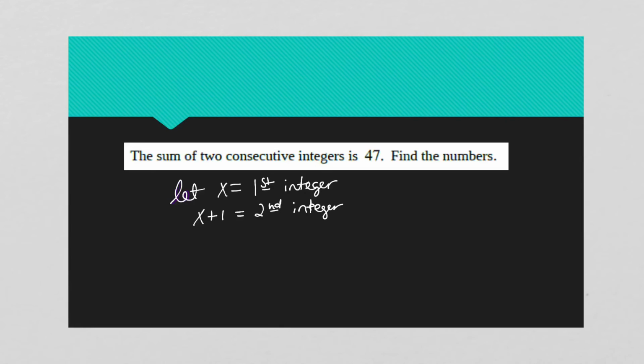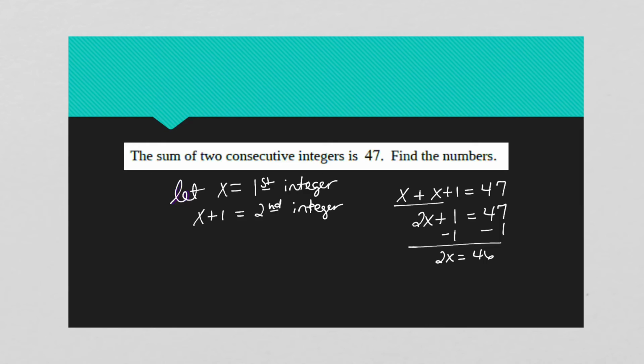So it says that the sum of these two numbers is 47. So here's my first number plus my second number is 47. Combine your like terms. Subtract 1. Divide by 2. So x is equal to 23. Now, that's my first number. So to get to my next number, I just add 1 to it. So I want 23 and 24. Those are my two integers I'm looking for.